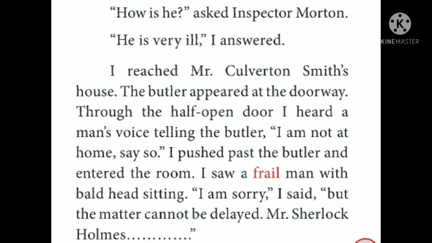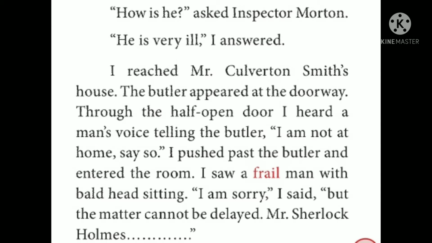Mr. Sherlock Holmes. Now we'll see the meaning for frail. Frail means very weak and delicate. Now we'll see the explanation for this paragraph. So in this paragraph we are going to see Watson meeting with Culverton Smith.